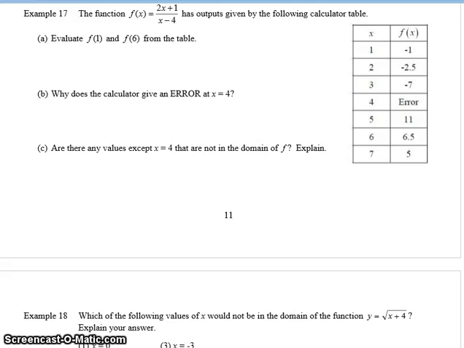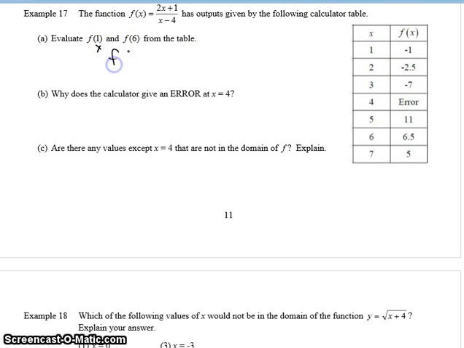This is Unit 2, Day 2, Part 2, Example 17. So it gives you that function, has outputs given by the following calculator table. So this is, if you were to graph this, here's what the table's displaying. Evaluate f of -1. This is pretty easy.